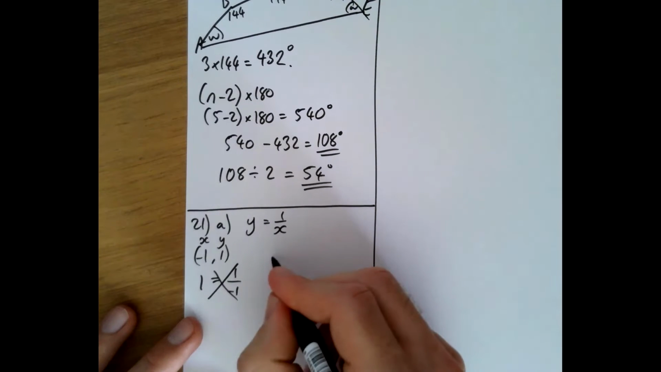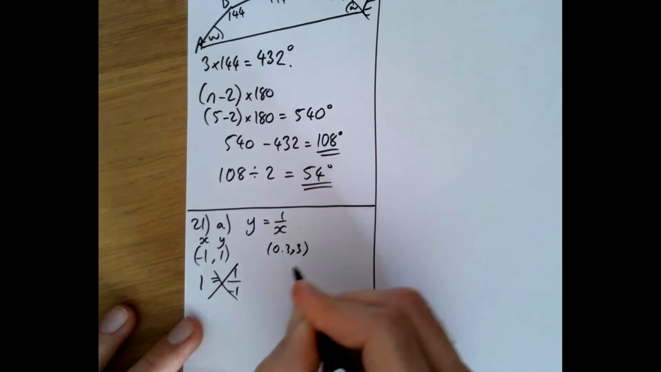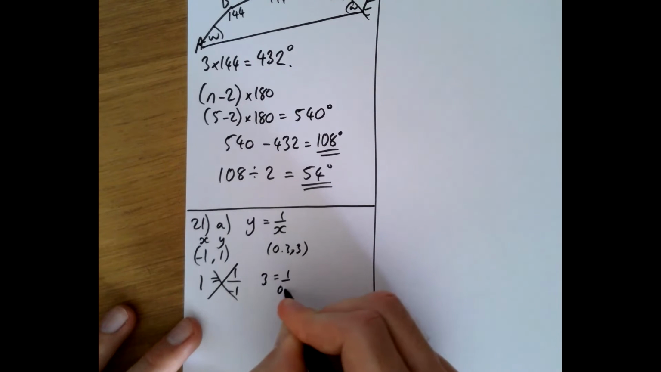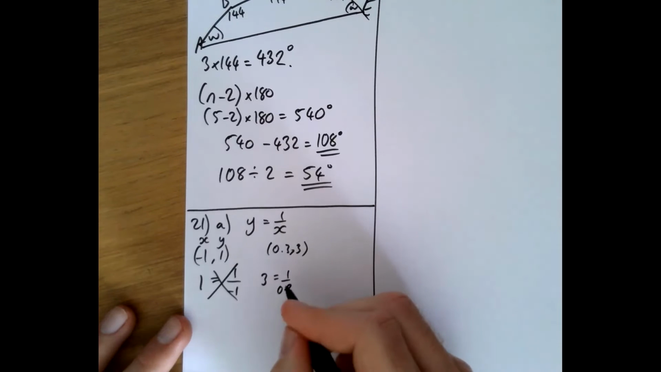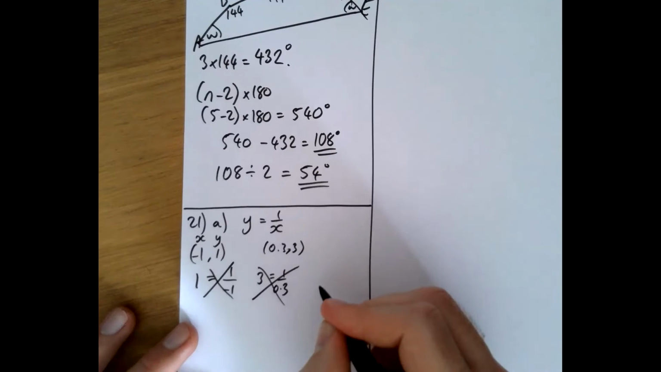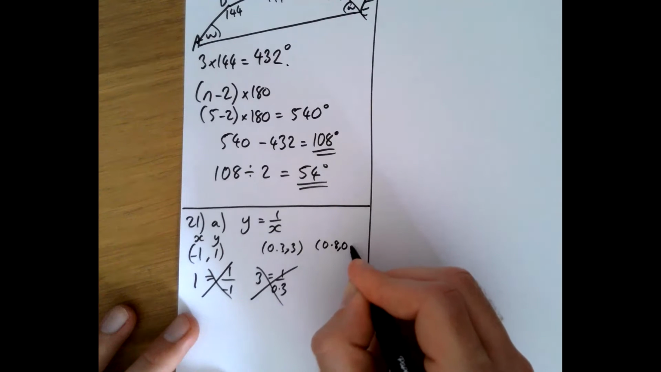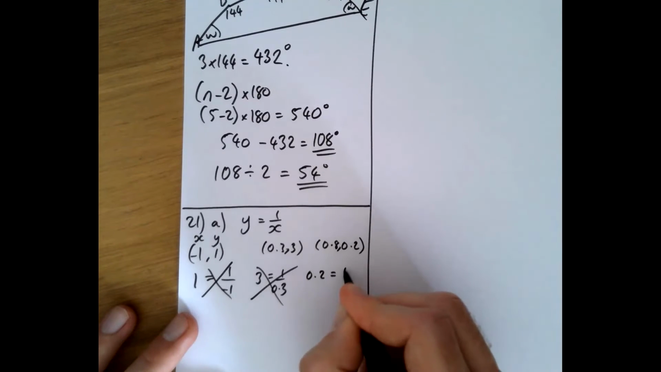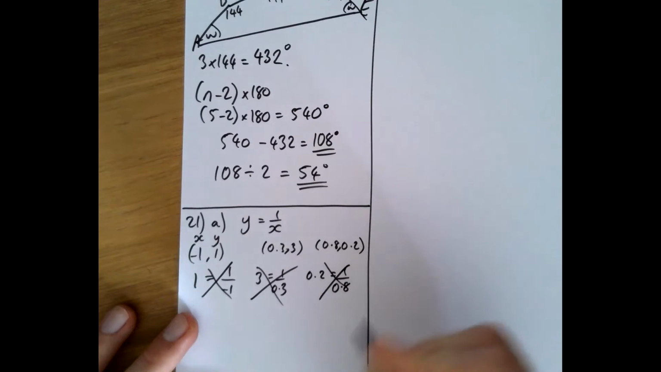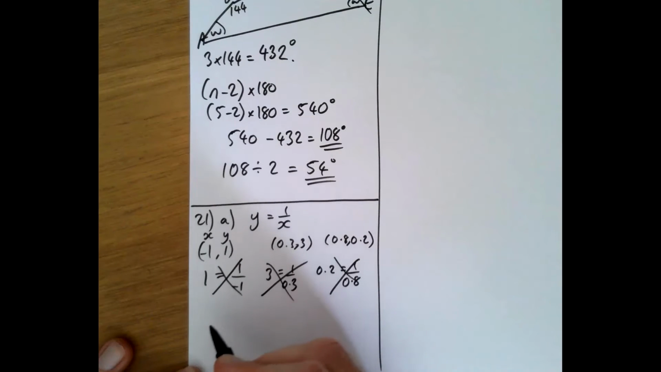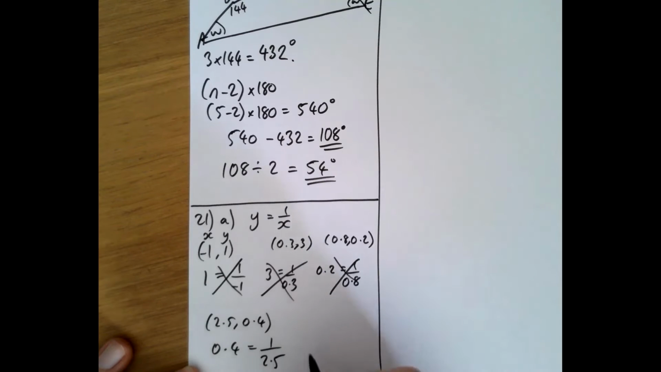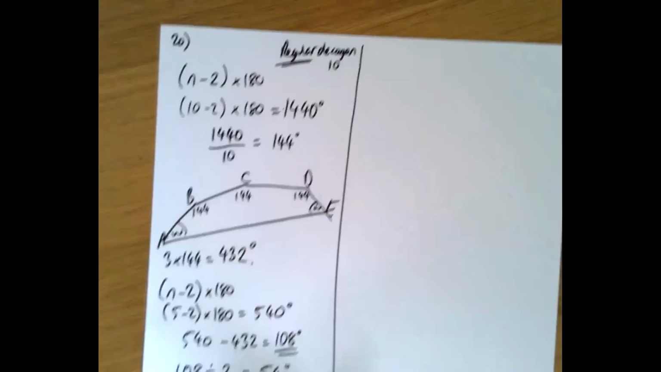Next one is 0.3, 3. 3 equals 1 over 0.3. Type that into your calculator. That one doesn't work. What about 0.8, 0.2? So 0.2 equals 1 over 0.8. Again, that one doesn't work. And then if you do 2.5, 0.4, if you do 0.4 equals 1 over 2.5, that does work. So we've got our answer. Okay, 21b.